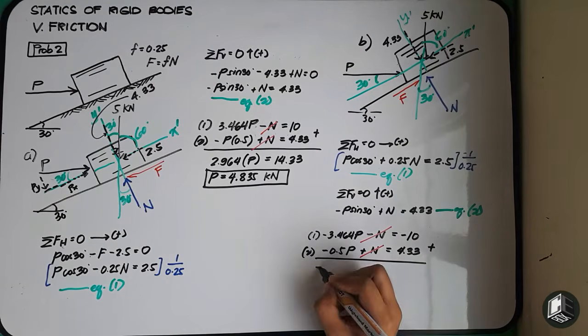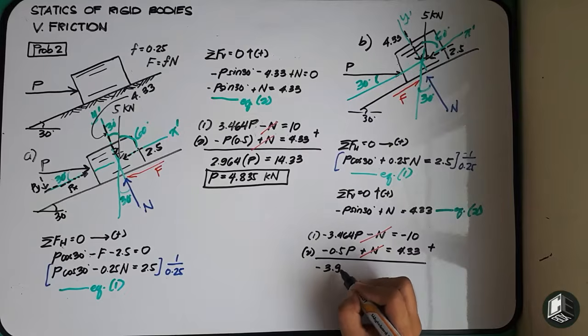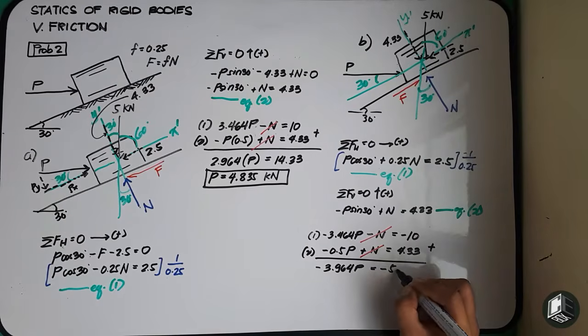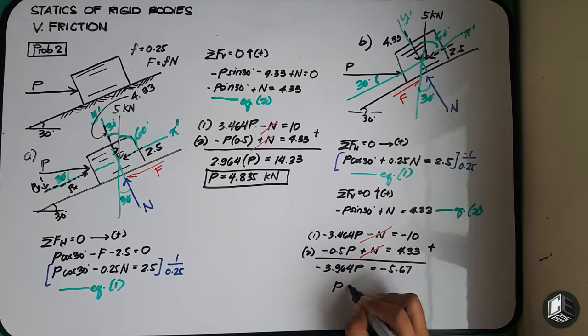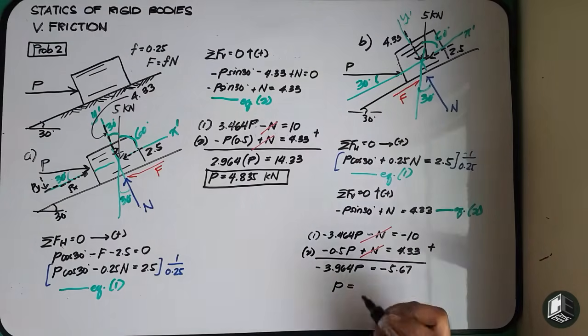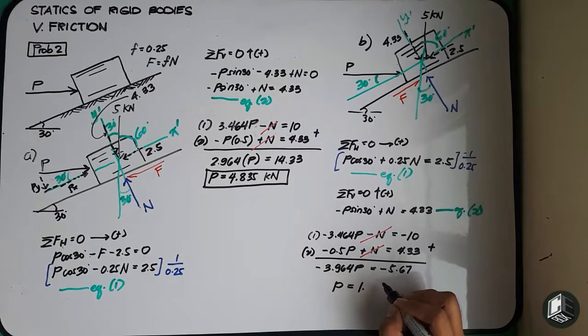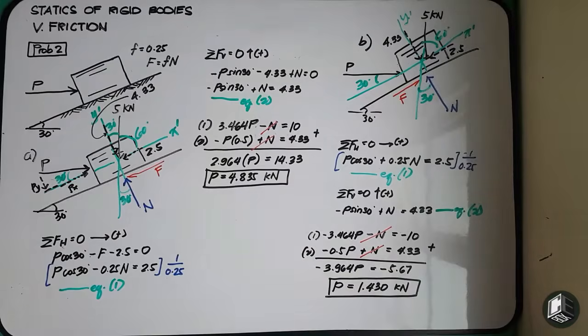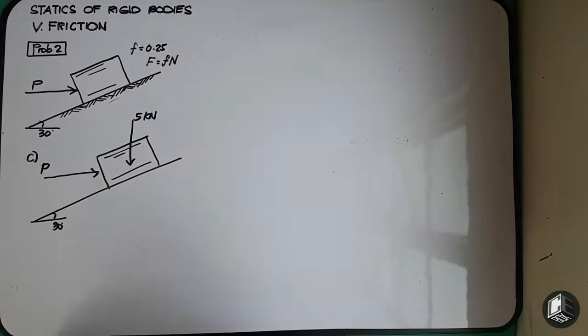So here we get negative 3.964 P is equal to negative 5.67. Therefore, our force P that will produce downward movement is equal to 1.430 kilonewtons. Okay? So this is the condition for letter C.